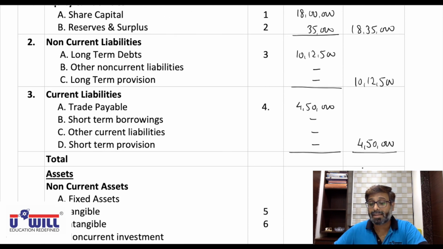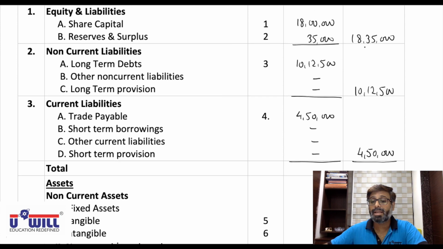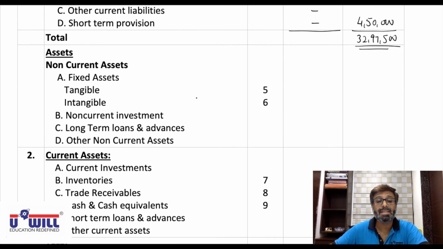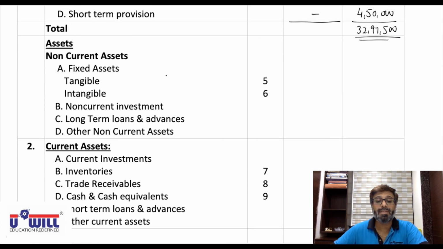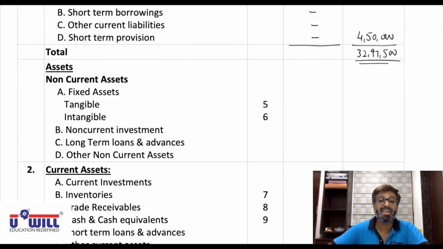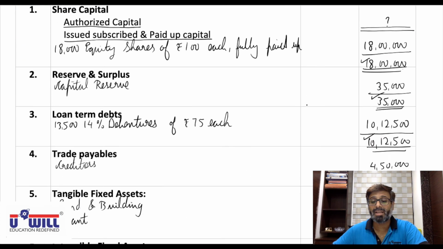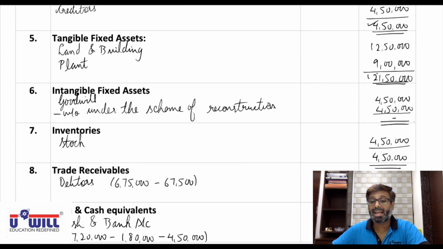Now 18,35,000 plus 10,12,500 plus 4,50,000, 32,97,500 is the total of liabilities in equity and liabilities. Now, asset side, note number 5, we have fixed assets. So, note number 5, fixed assets, tangible, we have 21,50,000.